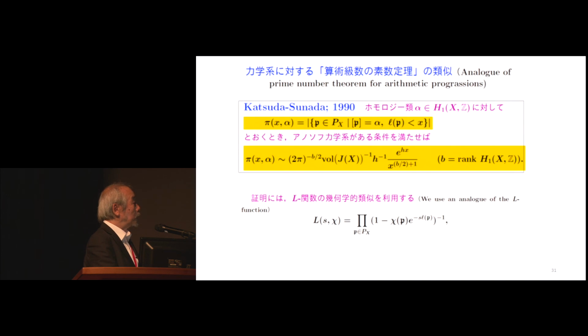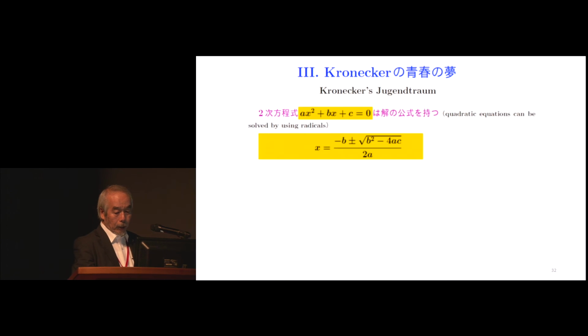And we use an analog of the L function. They are quite similar to each other. There are only small differences. And lastly, I would like to talk about Kronecker's Jugendtraum, or the dream of his youth.